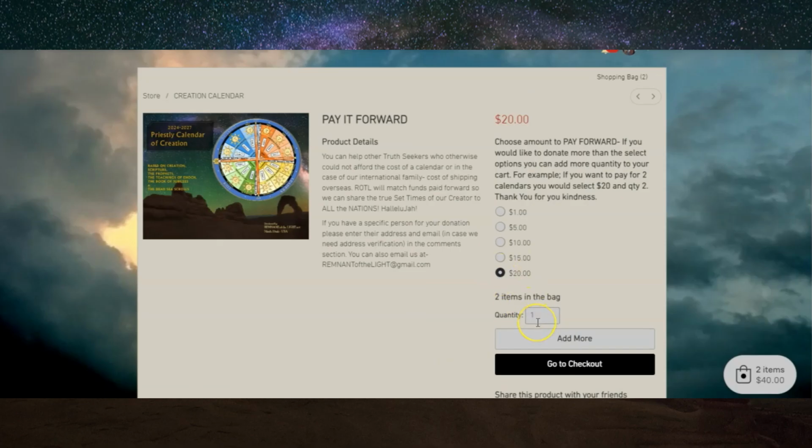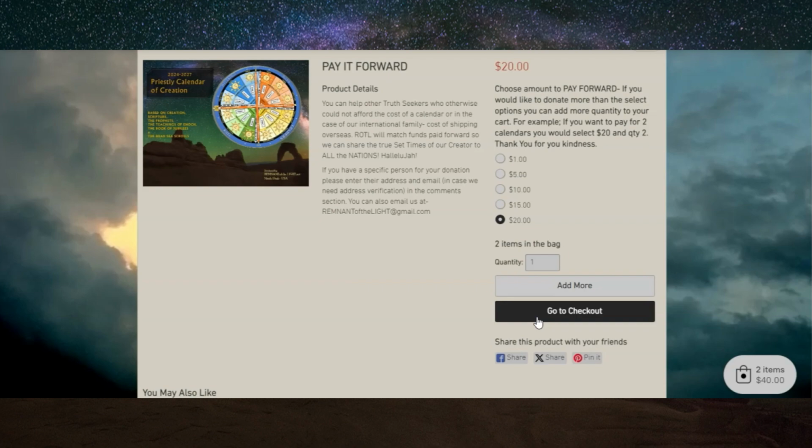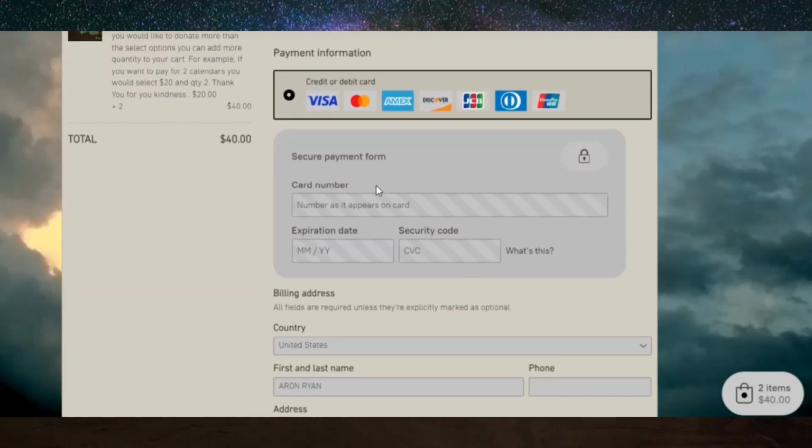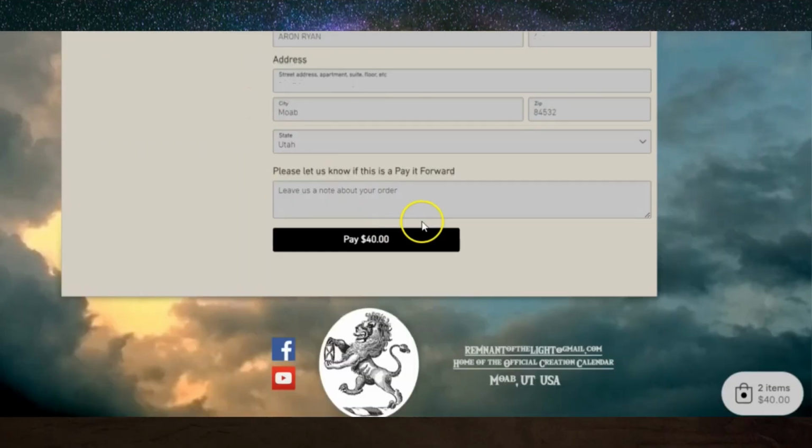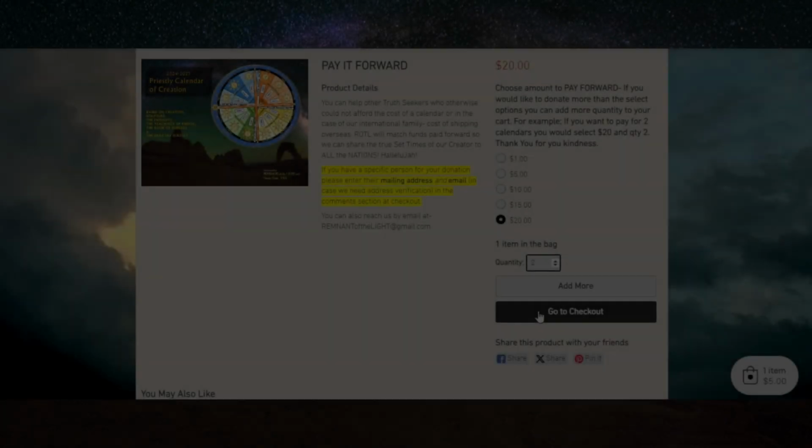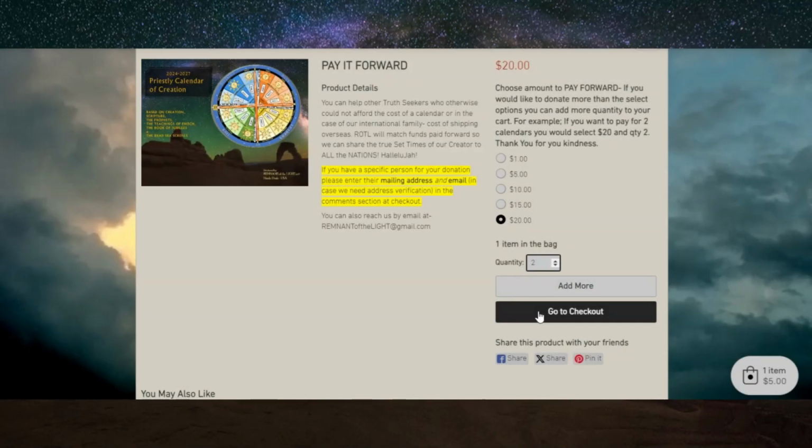Add it to your bag, and then when you go to checkout, this is where you're going to give us the information on who it's for. Right here it says, leave us a note about your order. Here is where we need to have the person's name that you're mailing it to, their full mailing address, and their email address. Now we need their email address in case we get to the post office and they can't find the address and we need to verify it. We'll let you know when it's shipped.